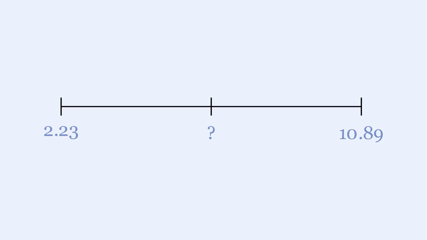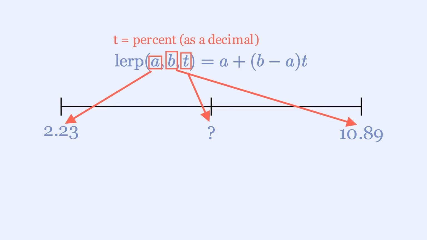But what if we had numbers that were decimals? Then it gets way harder to do just based off of intuition alone, doesn't it? So we can use this formula for linear interpolation. In this formula, A is the number on the left, B is the number on the right, and T is the percent that you want to get in between A and B. For example, in this scenario, we want to figure out the number that is 50% in between 2.23 and 10.89.